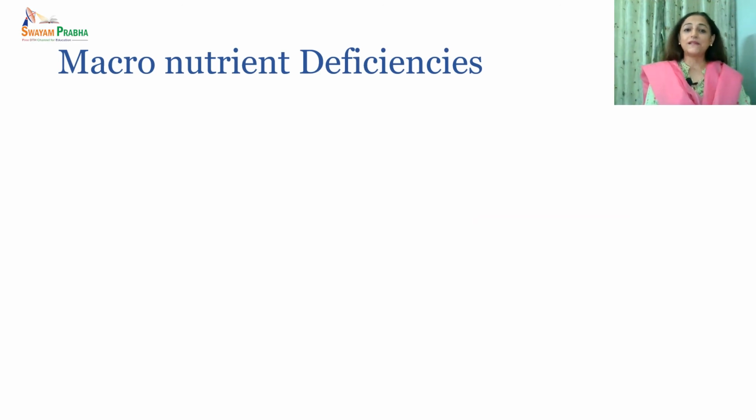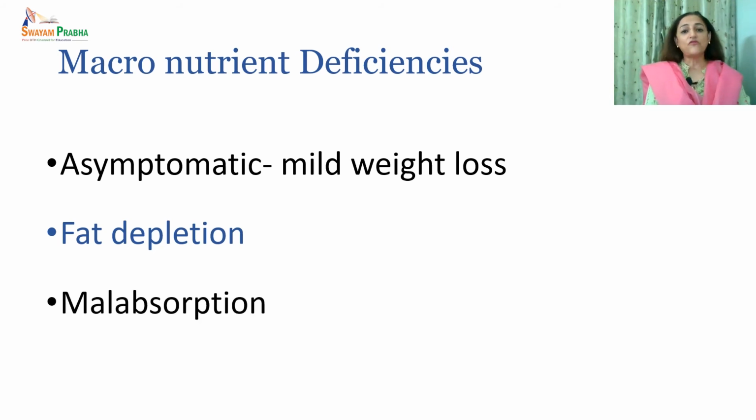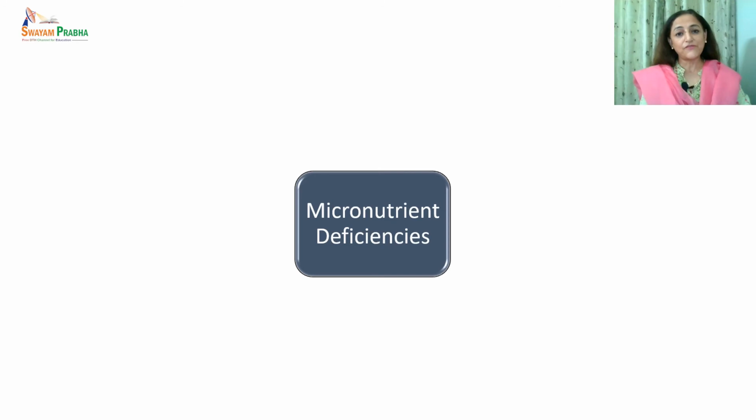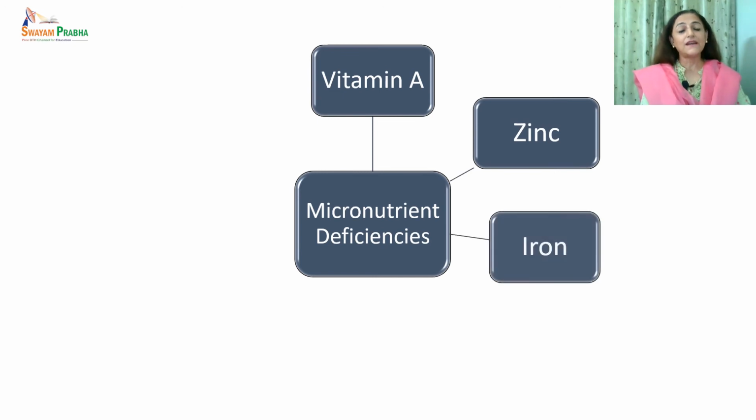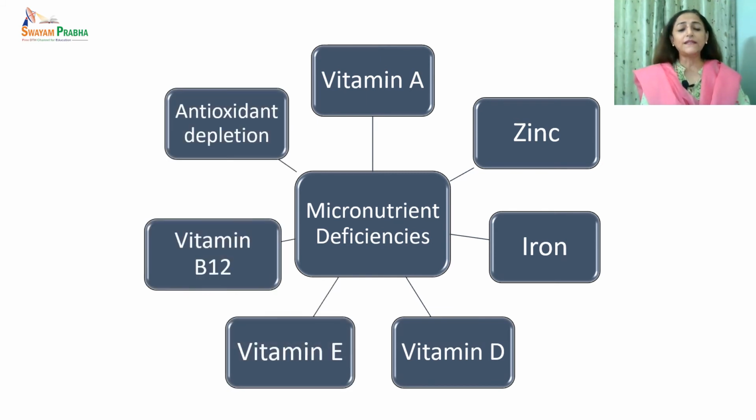Malnutrition is an important and complicated consequence of this disease. Now, PEM, that is protein energy malnutrition, is frequently seen as one of the complications. During the asymptomatic phase, there could be mild weight loss along with fat depletion and malabsorption. This is because of all types of macronutrient deficiencies. Along with macronutrient deficiency, there could be some micronutrient deficiencies seen in infected persons, such as vitamin A, zinc deficiency, iron deficiency, and then vitamin D, vitamin E, vitamin B12, and there could be antioxidant depletion. All these increase the requirements of the already depleted person.